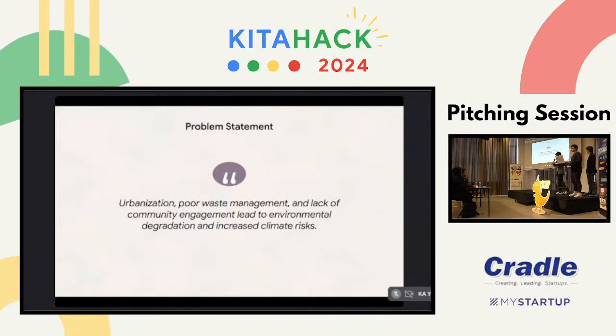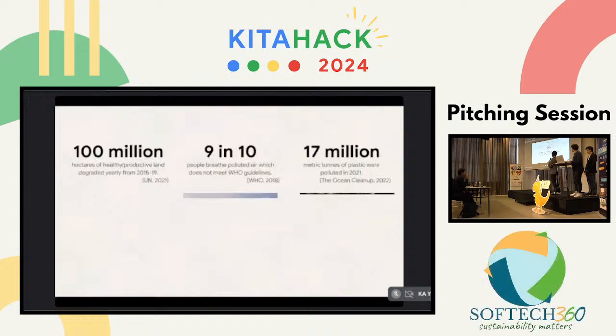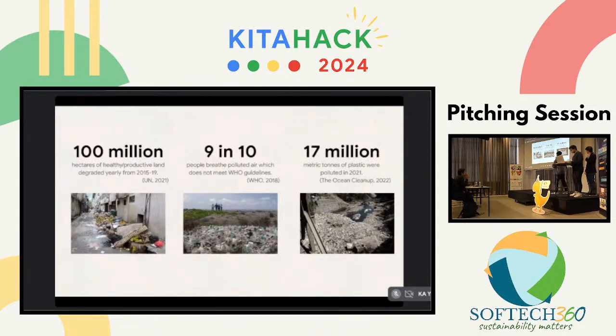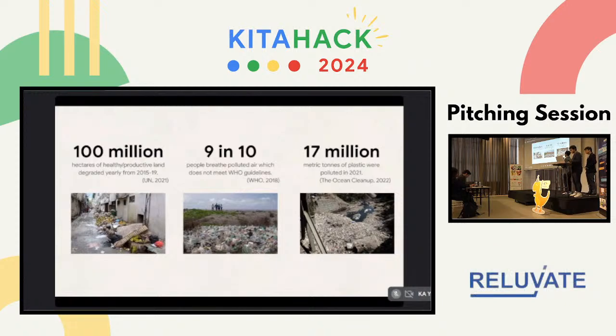So this leads us to a more generalized problem statement. We actually have a longer one, but just a short one for this presentation. Urbanization, poor waste management, and lack of community engagement lead to environmental degradation and increased climate risks. So this is the problem we're trying to solve. Here are some statistics to support this. 100 million hectares of healthy and productive land degraded yearly in the past 4 years from 2019. 9 in 10 people breathe polluted air which doesn't meet WHO guidelines, and 17 metric tons of plastic were polluted in 2021. And this is a figure that is expected to double by the current year.